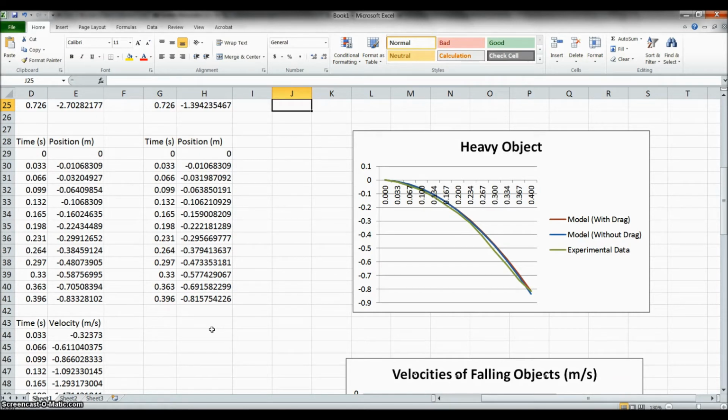And so as you can see, the experimental data is a little squiggly, and that's because of a couple of reasons. One is that we may not have factored in enough forces. There are different types of air resistance that may have acted on the object.